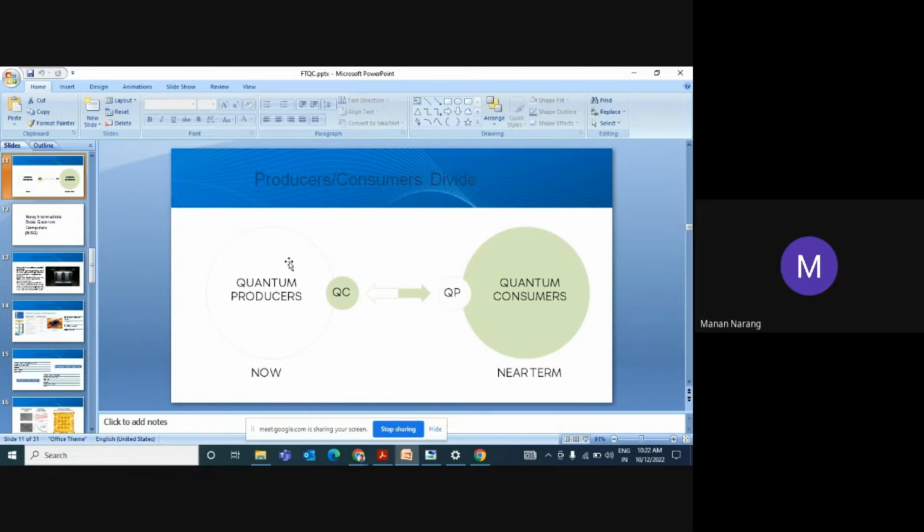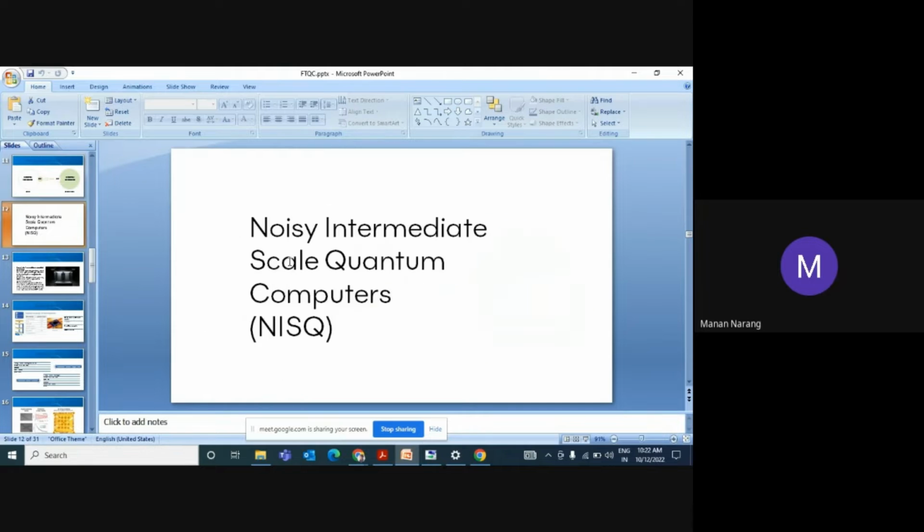But in the near term, those producers are going to be very few, and ultimately every big organization is going to end up using a quantum computer. Otherwise, they face a risk of staying behind in terms of technological development. So now I'm going to talk about noisy intermediate scale quantum computers.